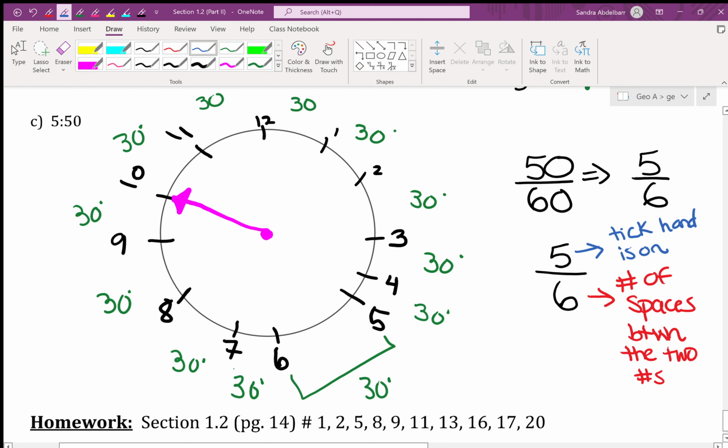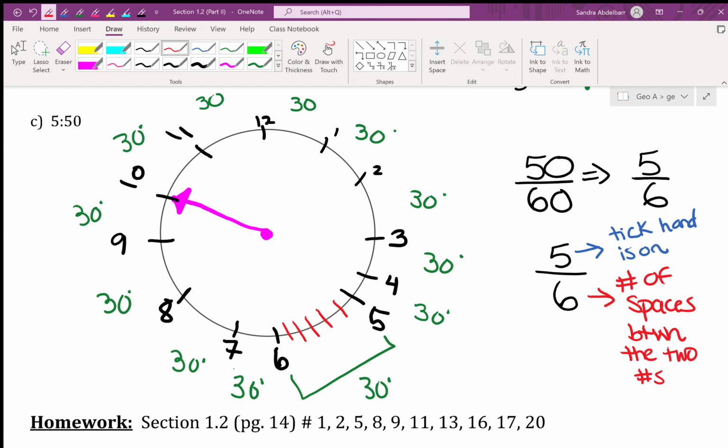All right, so now I need to create 6 spaces between 5 and 6. If I'm going to create 6 spaces, how many additional slashes do I need to make? Not 6. 5. 5, exactly. I need to make 5 slashes. 1, 2, 3, 4, 5. Now, between all of these slashes, how am I going to figure out how many degrees are between all of the slashes? Divide by 30. 30 divided by what? 30 divided by 6.